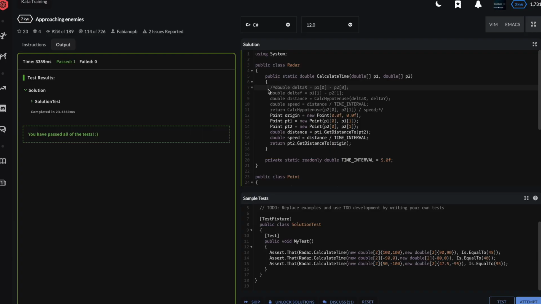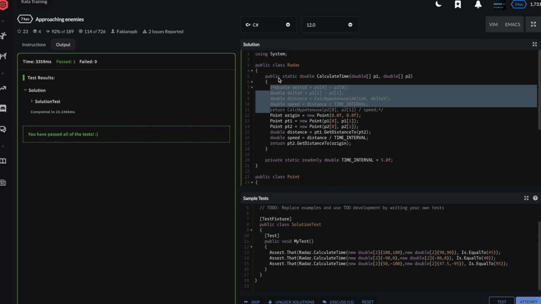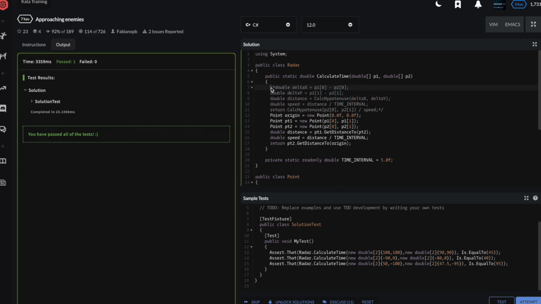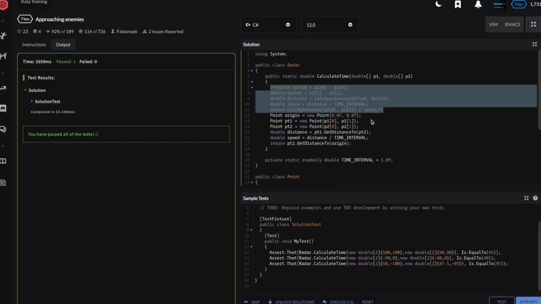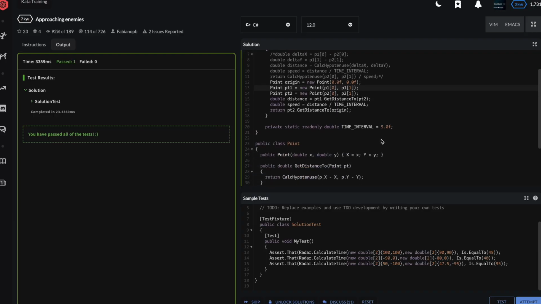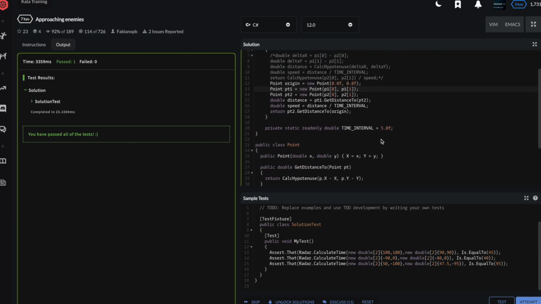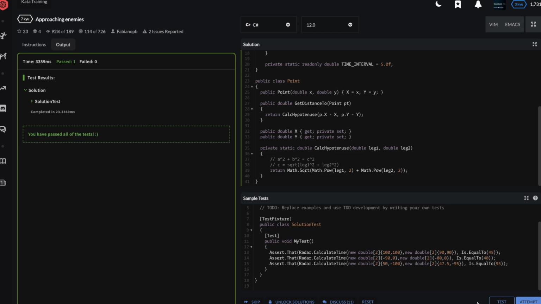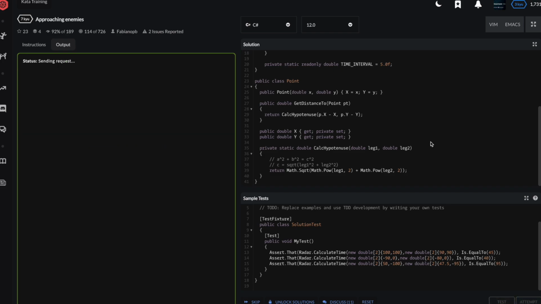I know this is a simple example, so the difference may not seem as drastic, but it does matter as you work on larger and more complicated problems. So I like this better. Assuming this works, I'm going to keep this. Let's hit test.